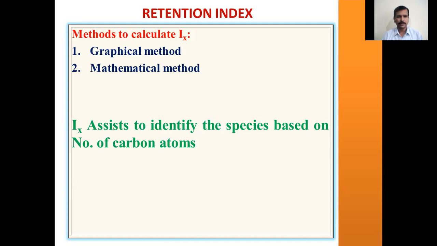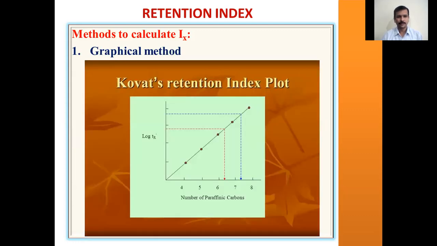So you have a standard: obtain the chromatogram for that, calculate the retention index, and you have the sample. Obtain the chromatogram for the solute peak from the sample, calculate the retention index, then compare. Same column you have used, same experimental condition you have followed, and if the retention indices for the solute from the standard and the solute from the sample resemble each other, then you can easily identify the species present in the sample.